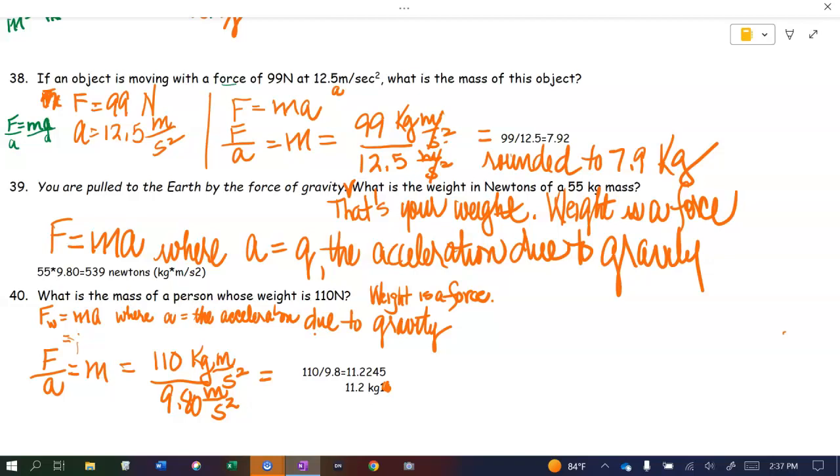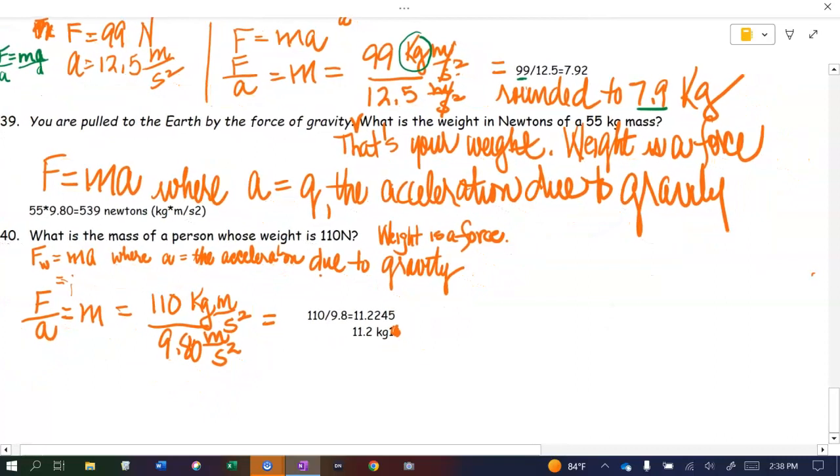So I take the two numbers I'm given in the problem, and it tells me I need to divide them with 99 on the top. So 99 divided by 12.5. All right, we have two digits in 99, so our answer is limited to 2. So I took 7.92 and rounded it to 2 digits. And see how the unit left in this, after we do the math of canceling them, is kilogram.